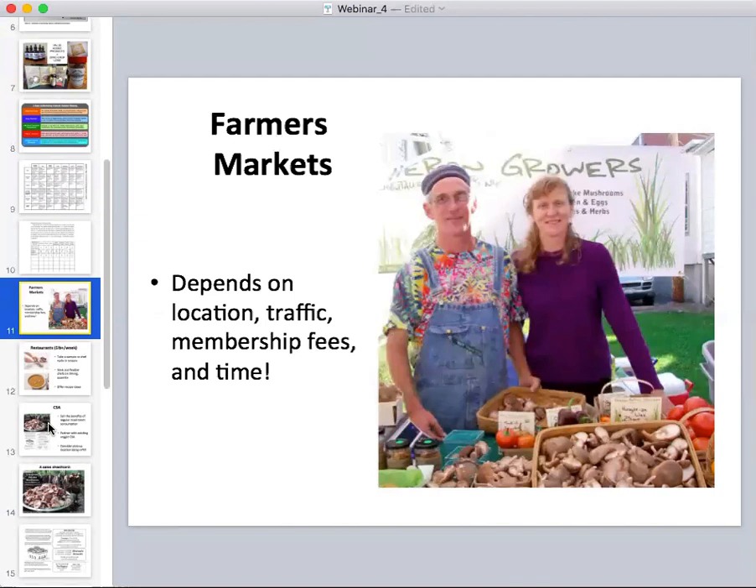So farmers markets are really interesting to me. That being said, our farm personally hasn't gone to farmers markets very often, and it's mostly because when we stepped back and looked at our overall farm goal, we decided that we didn't want to spend our Saturdays at market all day. I mean, it wasn't something that was of high interest to us.